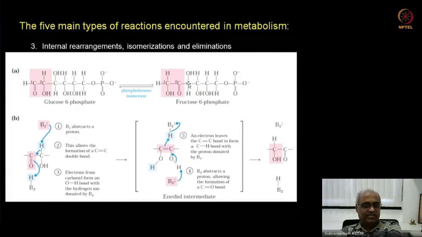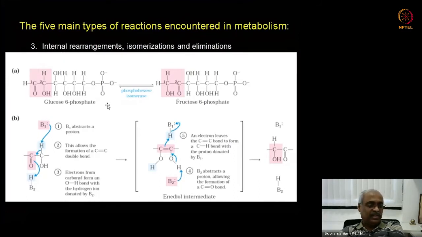So between the third and the fourth carbon. Before that, there would have been a phosphorylation here as well, so it would have become fructose 1,6-bisphosphate. So in first carbon and 6 carbon, and that is why it is bis. That is for the carbonyl group discussion, but here we are looking at internal rearrangement.